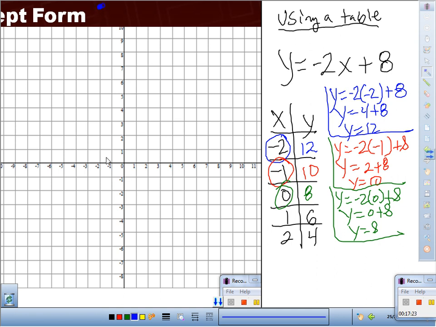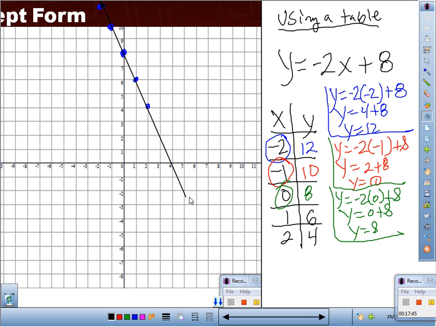Next one is negative 1, 10. It's right there. Next one, 0, 8. And next one, 1, 6. And the last one, 2, 4. Get your index card. Graph your line.